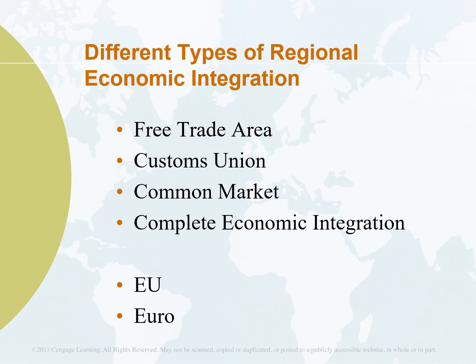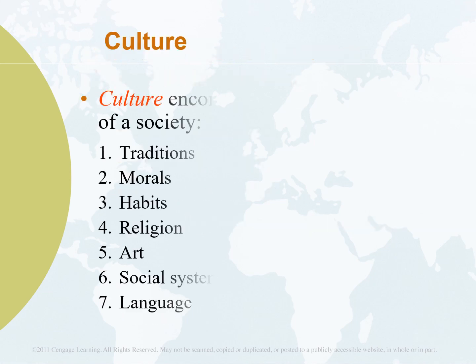Different types of regional economic integration. How do countries form or integrate their economies, regionally or globally? You normally start out with the free trade area, then you form customs unions, then you form a common market, and then you completely integrate your economies. The EU, European Union, and the Euro. Can I picture that? The next chapter we talk about culture.